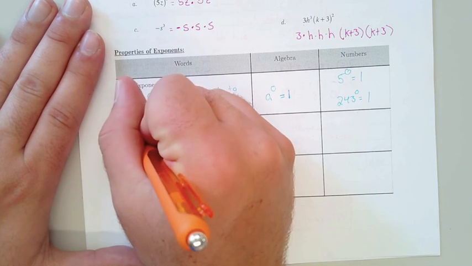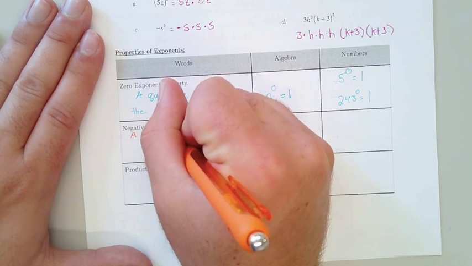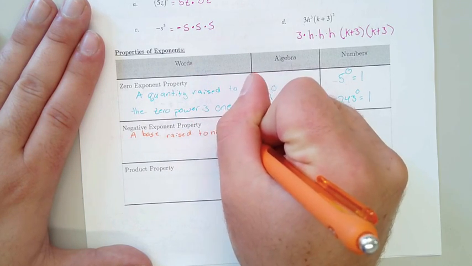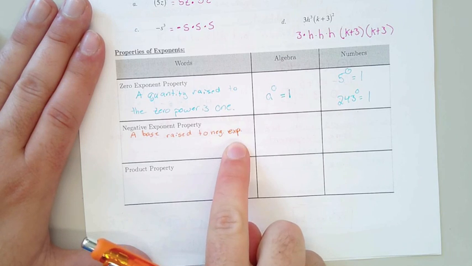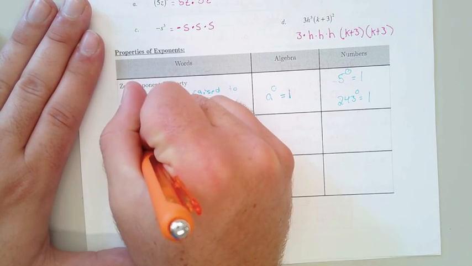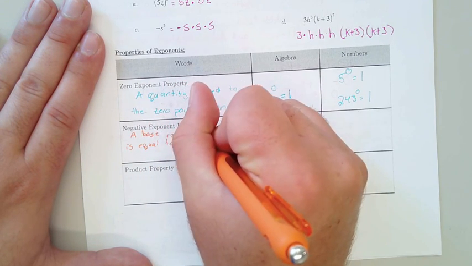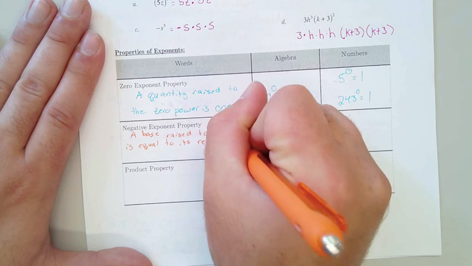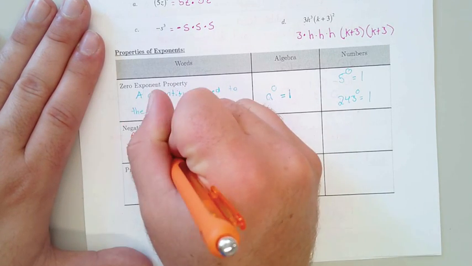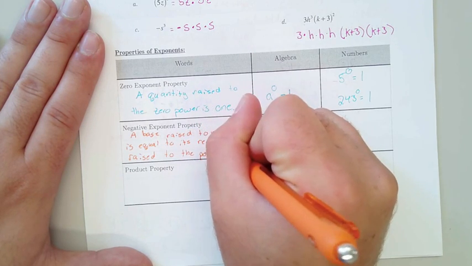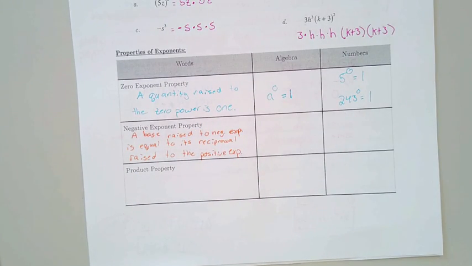So a base raised to a negative exponent, and I'm abbreviating there, negative exponent, neg exp, is equal, so it's the same, to its reciprocal raised to the positive exponent. Okay, so basically I'm taking a negative exponent, I flip a fraction, and that makes our exponent positive, and then I can go from there using my other properties.